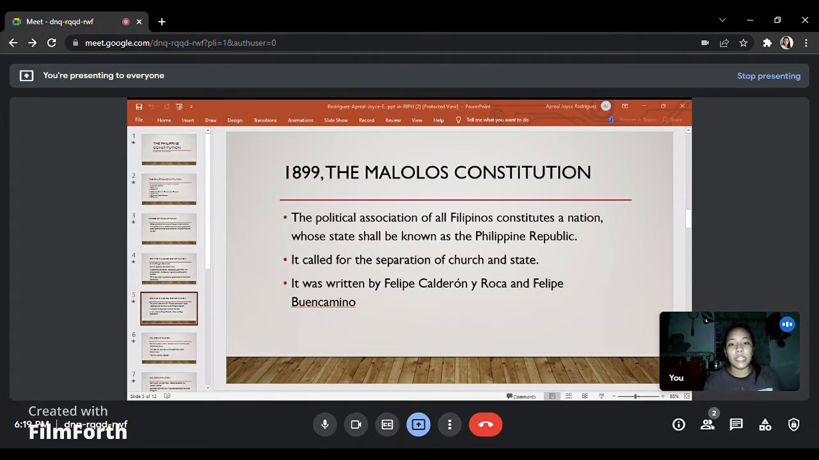The political association of all Filipinos constitutes a nation whose state shall be known as the Philippine Republic. The 1899 Constitution also called for the separation of church and state, and it was written by Felipe Calderon y Roca and Felipe Buencamino.